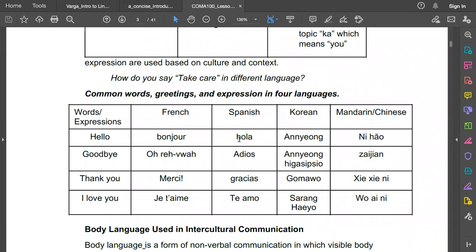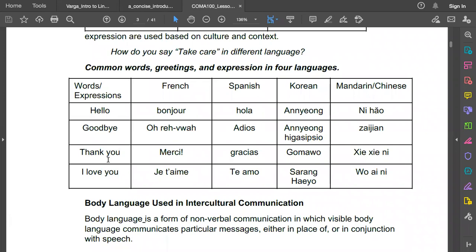Okay. So now, we have four languages with four expressions. These are the common expressions that language learners usually know at the beginning of learning the language: hello, goodbye, thank you, and I love you. For French, it is bonjour, au revoir, merci, je t'aime. In Spanish, it is hola, adios, gracias, and te amo.